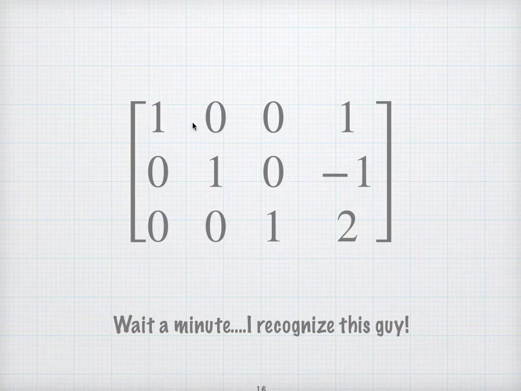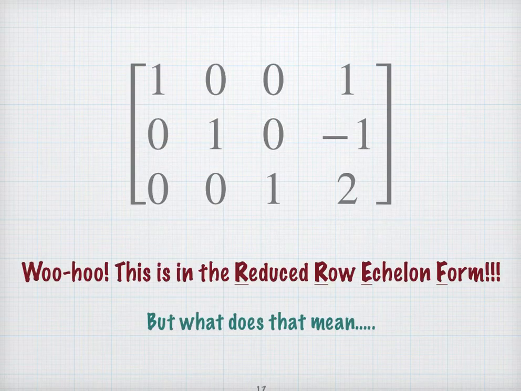Look, we have 1, 1, 1 down the diagonal in the coefficient matrix, and we have some nice numbers off to the right. That is the reduced row echelon form. That's what we've been working toward. But what does it mean? Think back to what these matrices represent.